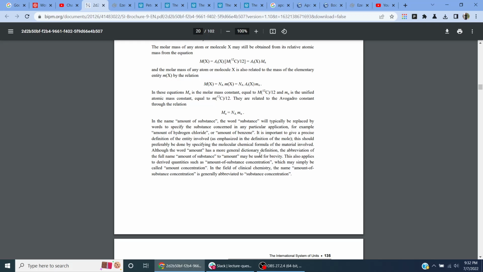Although the name amount has a more general dictionary definition, the abbreviation of the full name, amount of substance, to amount may be used for brevity. This also applies to derived quantities such as amount of substance concentration, which may simply be called amount concentration. In the field of clinical chemistry, the name amount of substance concentration is generally abbreviated to substance concentration.